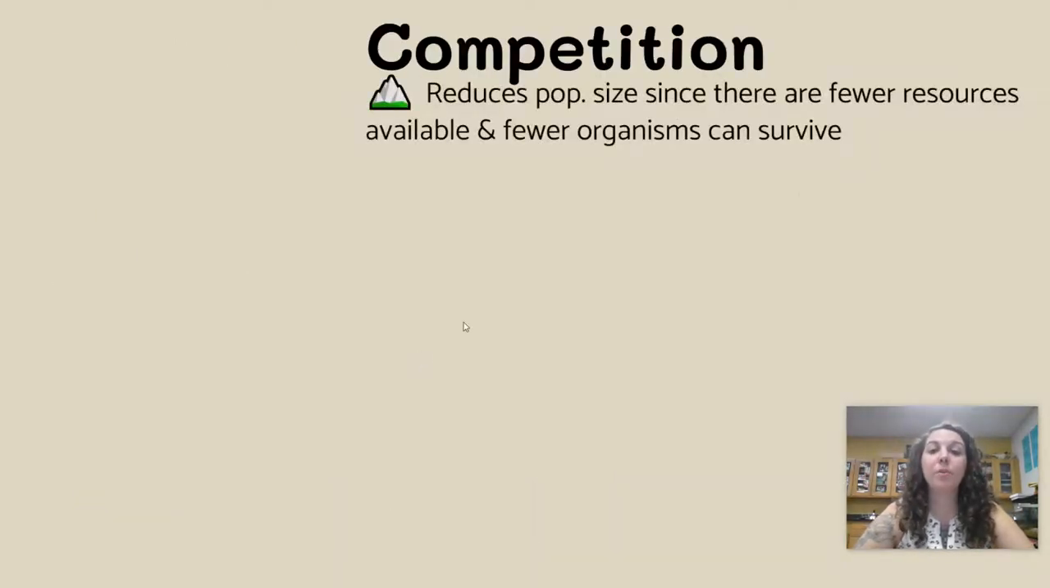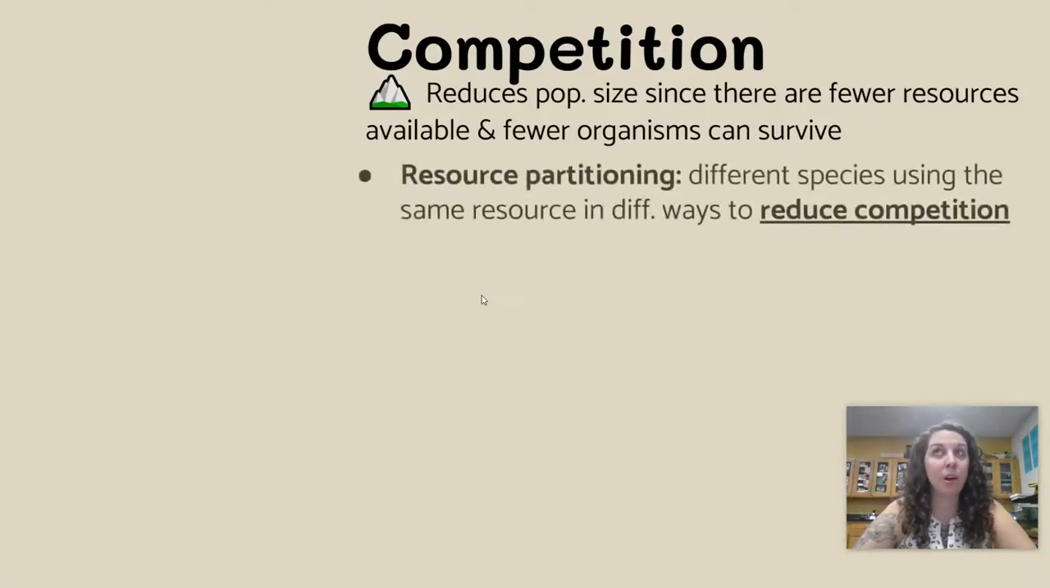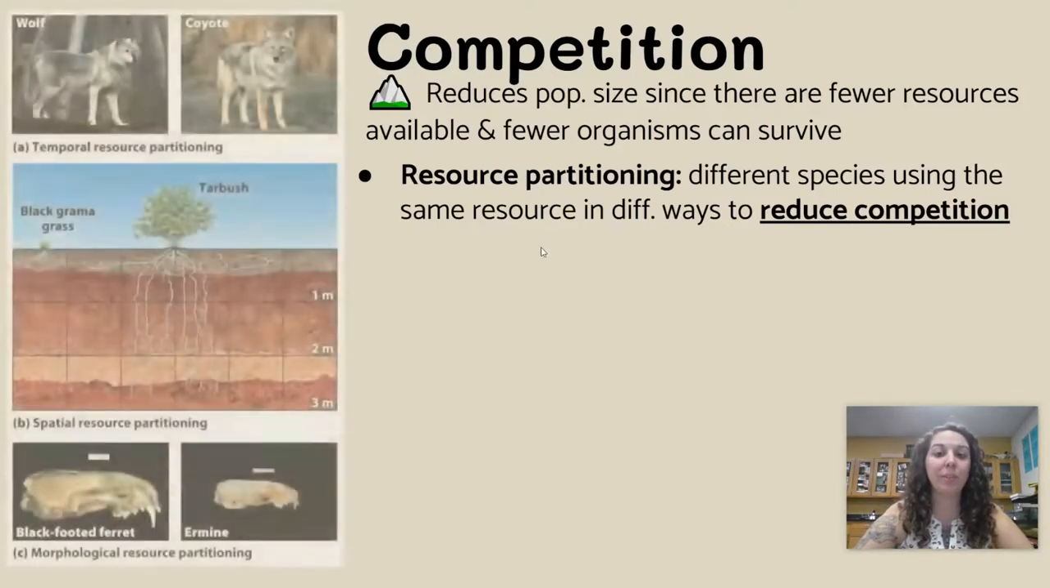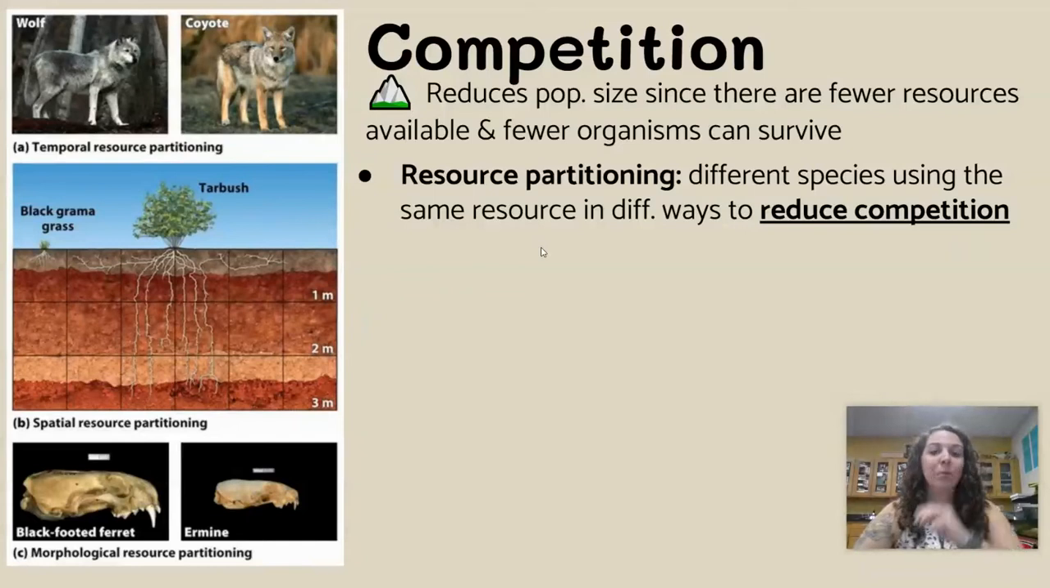So competition is going to reduce population size since there aren't as many resources, so not as many organisms can survive. That results in a few different things. Resource partitioning is a big one. So with resource partitioning, you're going to see different species using the exact same resource, but in a different way. And so that's going to reduce competition. So some examples we have here.